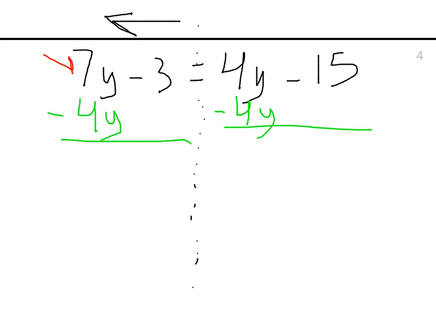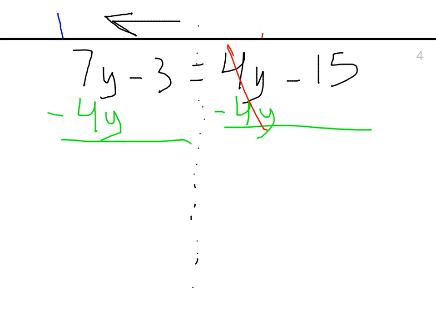And notice, I'm only going to subtract the 4y from this guy, because this 7y is the guy that has a y in it. Notice, I'm not subtracting it from 3. I'm not subtracting it from 3 because the 3 does not have a y in it. So I'm only subtracting it from the one that has the y. So what happens over here? Bam. They cancel.